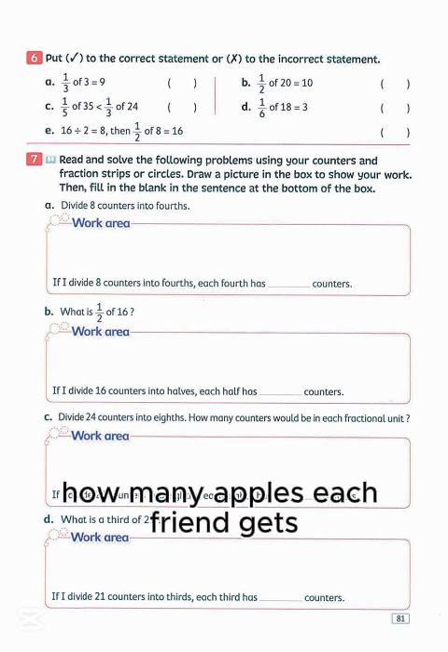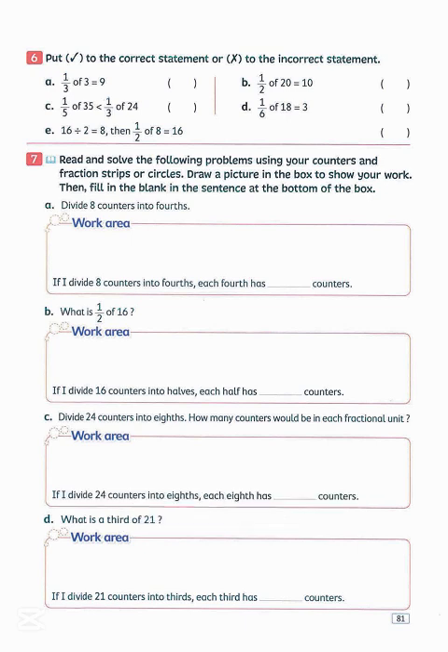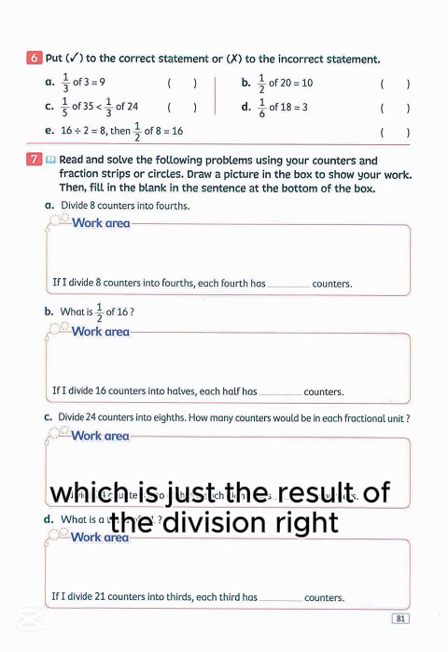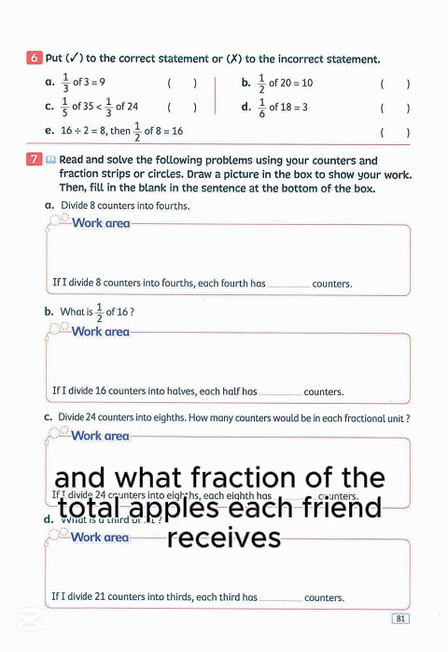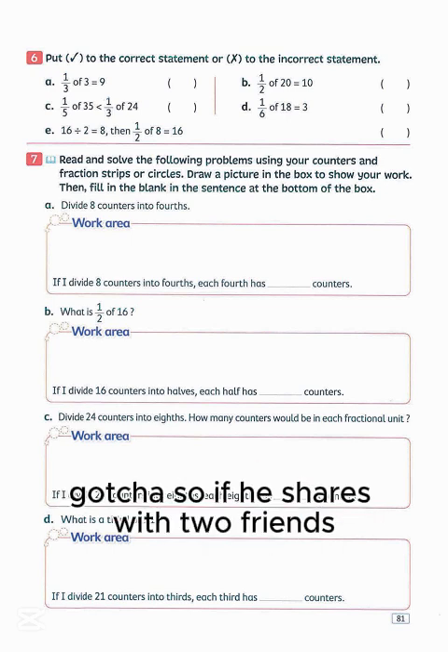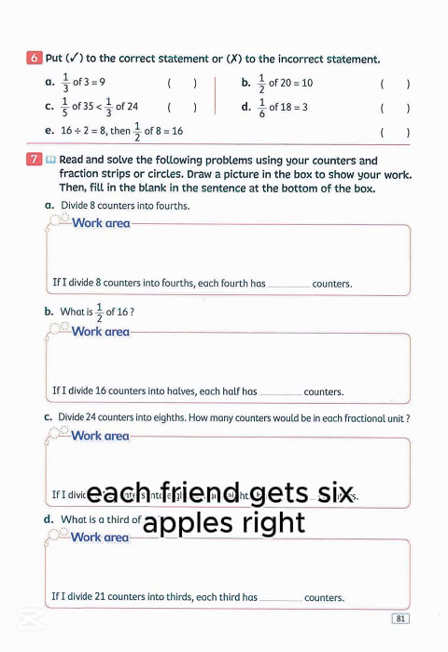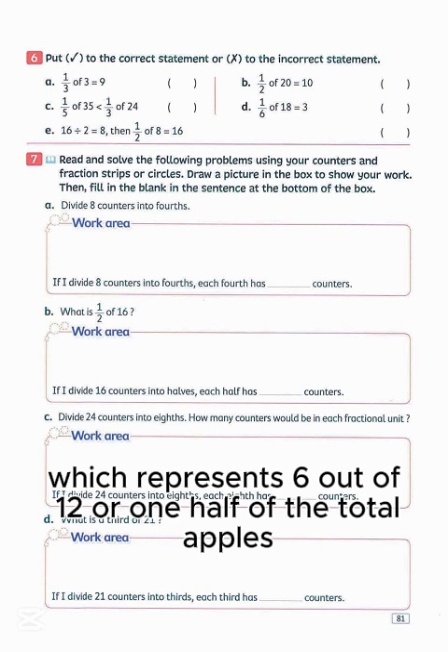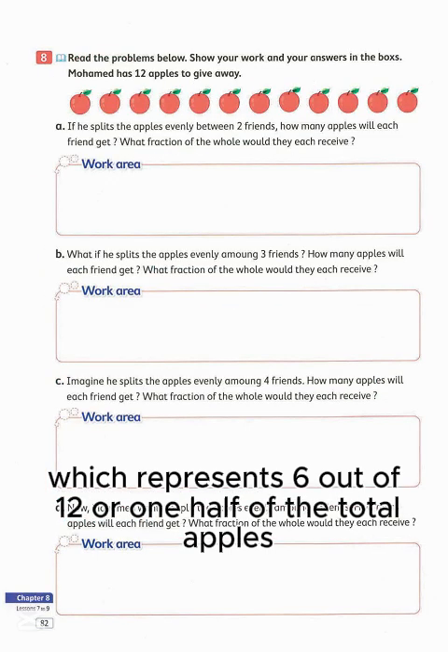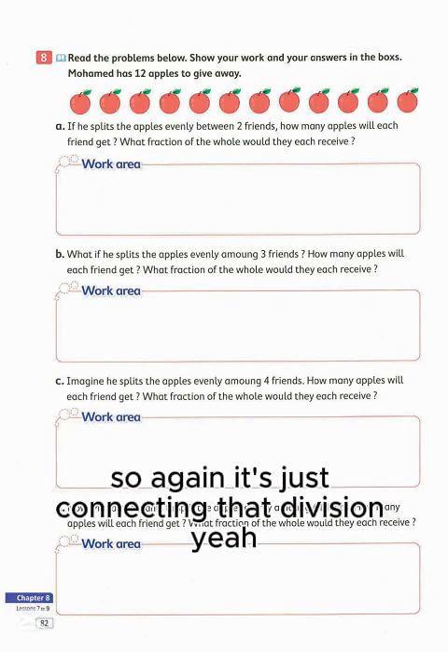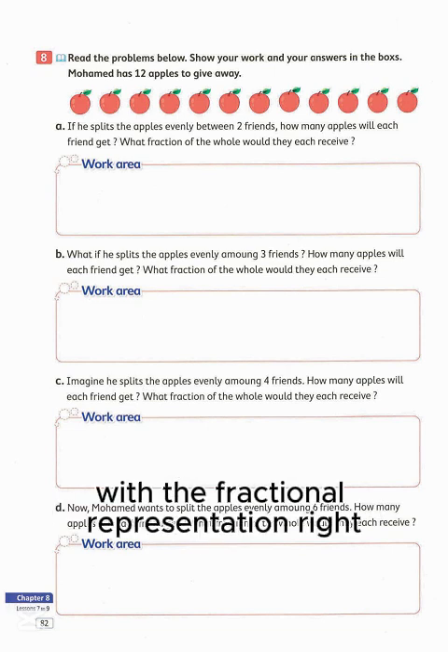How many apples each friend gets, which is just the result of the division, and what fraction of the total apples each friend receives. So if he shares with 2 friends, each friend gets 6 apples, which represents 6 out of 12, or 1/2 of the total apples. So again, it's just connecting that division with the fractional representation.